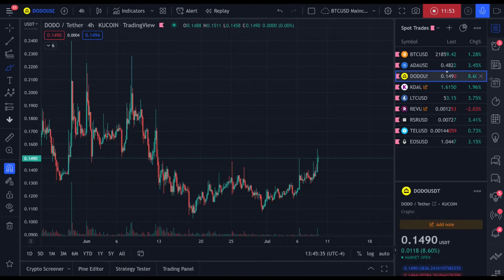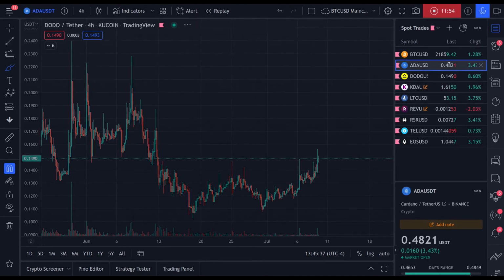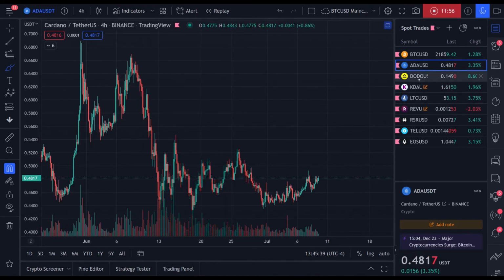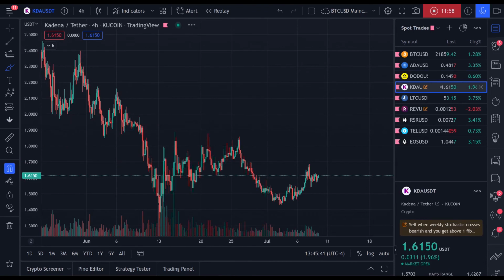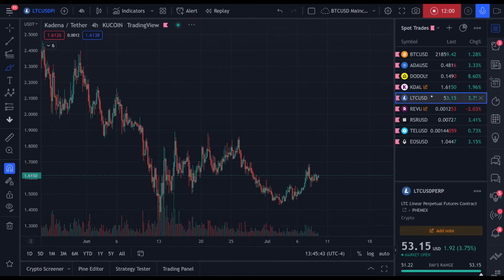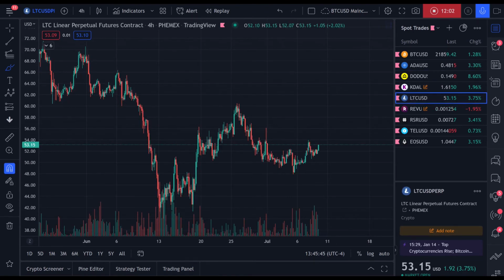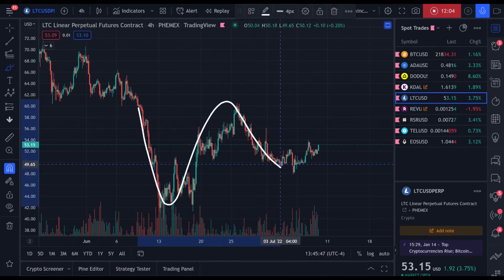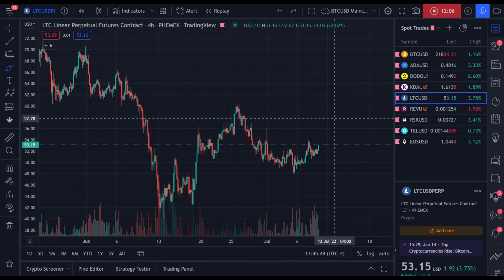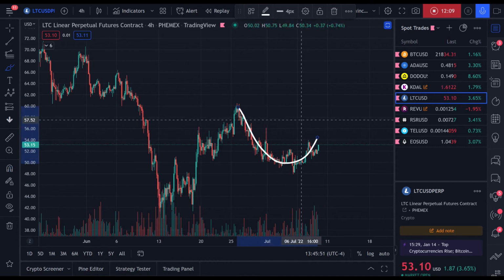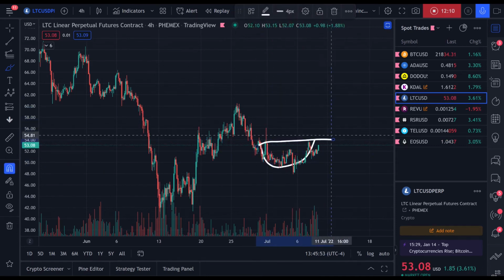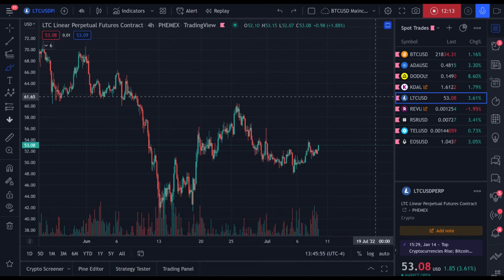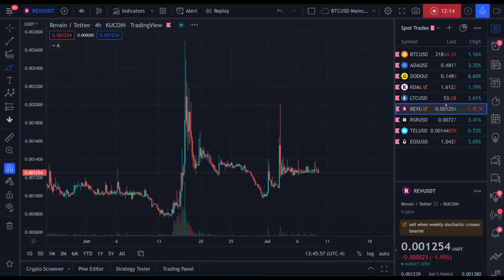Okay, so this is what I expect altcoins to do. I think Cardano is going to break its W pattern. Dodo is going to break its W pattern. Kadena is going to break its W pattern. Litecoin's, but you see the consistency in the analysis. Just a bunch of W patterns right here. Okay, here, this is the neckline for this one, that are on the verge of breaking.